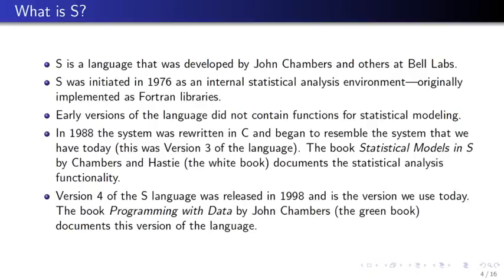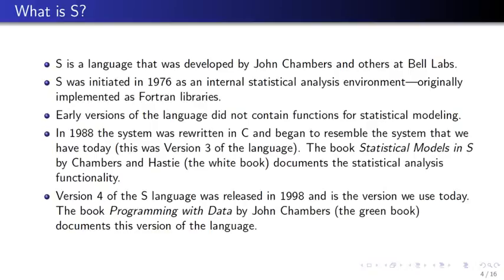And initially it was implemented as a series of Fortran libraries to implement routines that were tedious to have to do over and over again. So there were Fortran libraries to repeat these statistical routines. Early versions of the language did not contain functions for statistical modeling. That did not come until roughly version 3 of the language. So in 1988, the system was rewritten in the C language to make it more portable across systems, and it began to resemble the system that we have today.